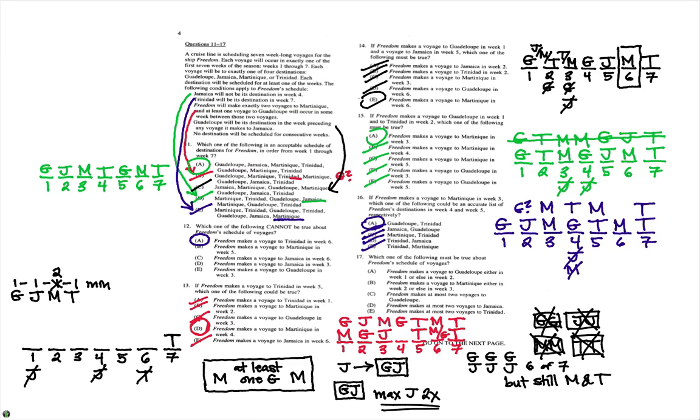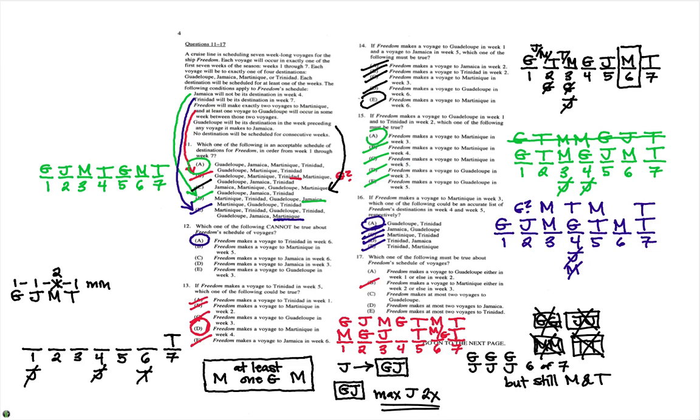We would move on to B. Freedom makes a voyage to Martinique either in week 2 or else in week 3. And again, when you look at our hypotheticals, we have Martinique in either week 2 or week 3, except for in our hypothetical in question 13, where we had Martinique show up in week 1. So B would be eliminated. Again, one counterexample eliminates an answer choice on a must-be-true question. C, Freedom makes at most 2 voyages to Guadeloupe. Again, we don't have a counterexample to that, but that does not mean it must be true.